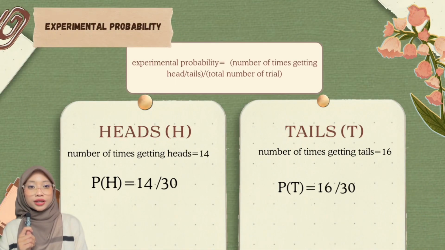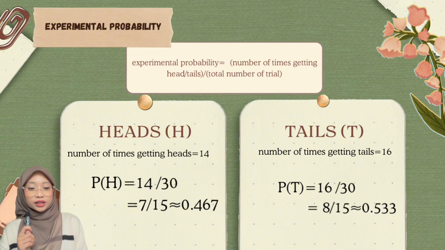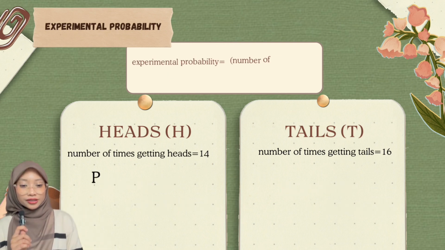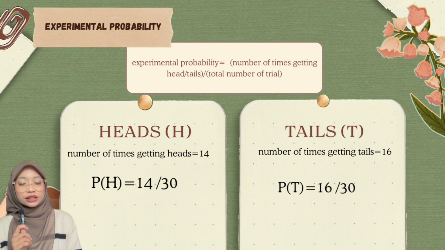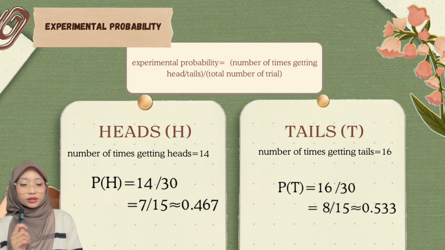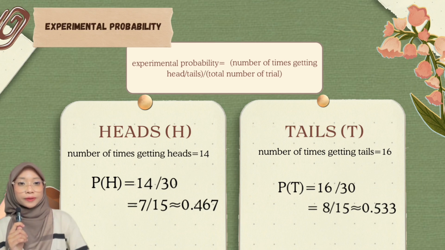Experimental probability. The formula of experimental probability is the number of times getting head or tail over the total number of trials. Heads, the number of times getting heads is 40. So, the probability of heads is 40 over 30 equals 7 over 50, or 0.467. Tails, the number of times getting tails is 16. So, the probability of tails is 16 over 30 equals 8 over 15, or 0.533.